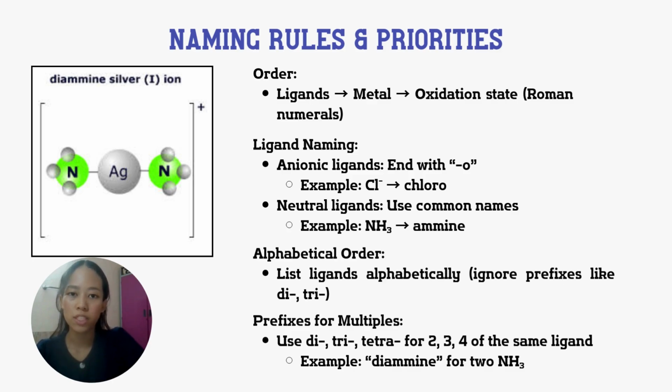When we have more than one of the same ligand, we use prefixes such as di, tri, tetra. For example, two ammonia ligands would be called diammine. It's important to list the ligands in alphabetical order, but remember to ignore these prefixes when alphabetizing.